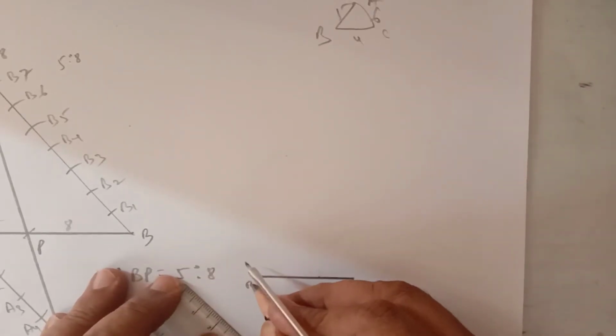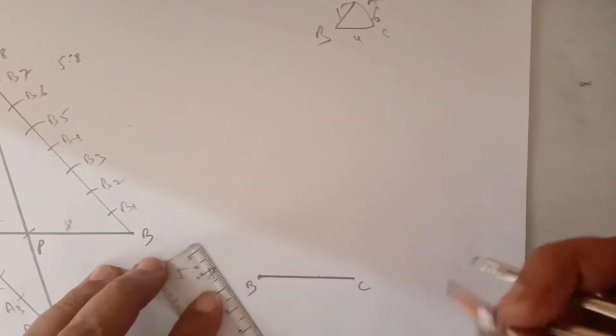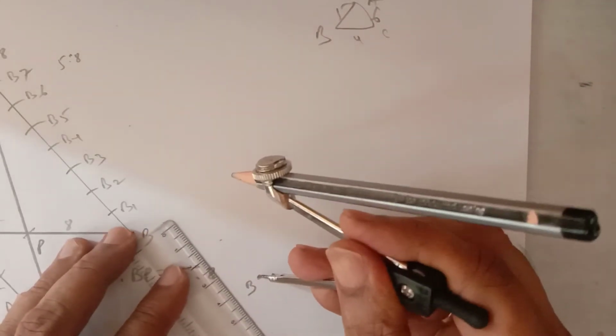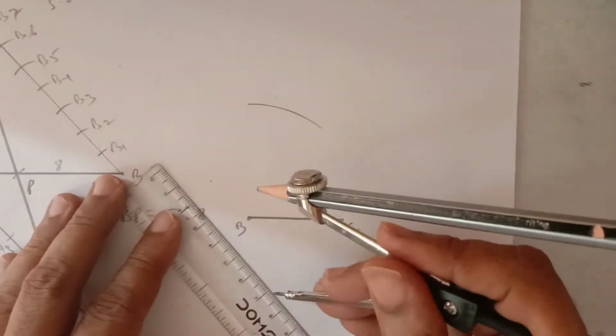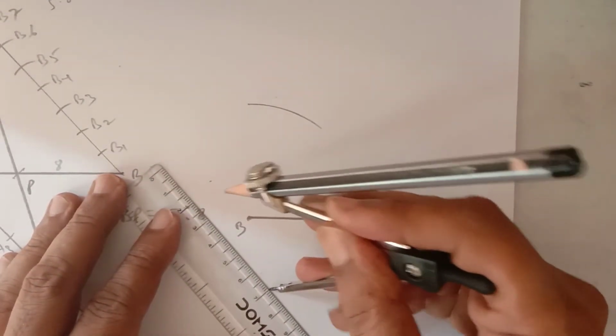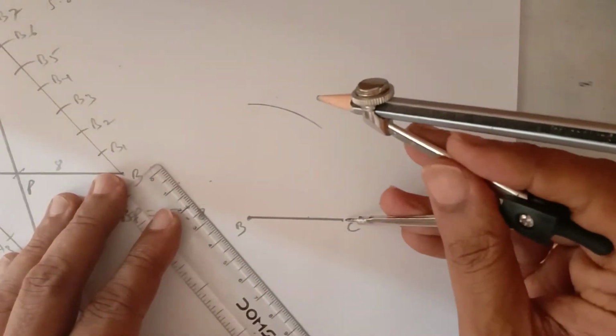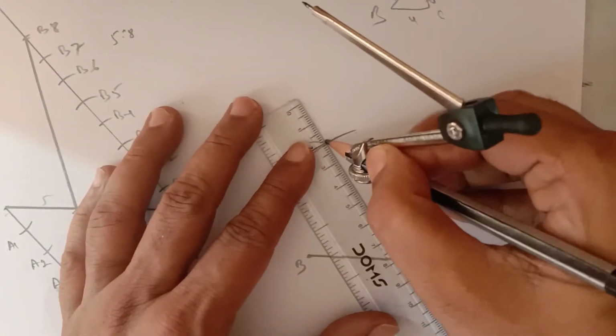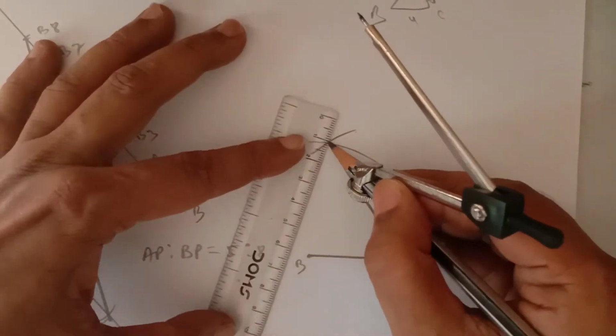Let us call it BC. One of the side is 5 centimeter. So take a radius of 5 centimeter. Cut an arc. Another side is 6 centimeter. So take a radius 6 and cut this arc. You are getting a triangle ABC.